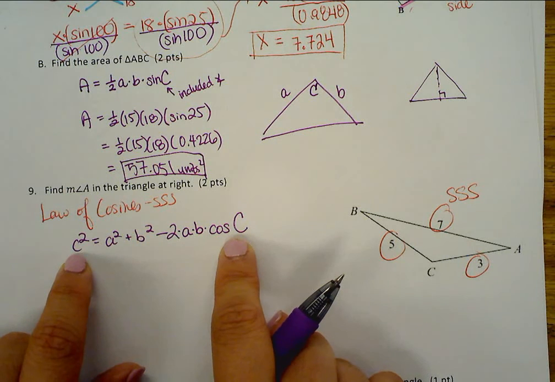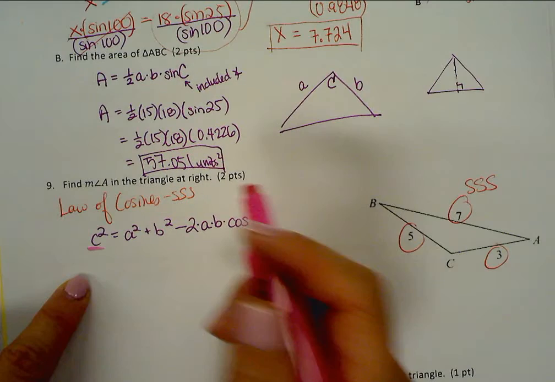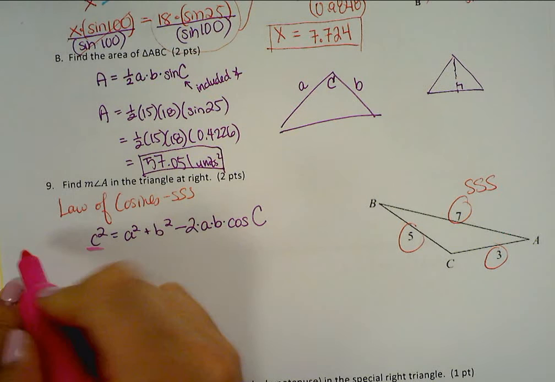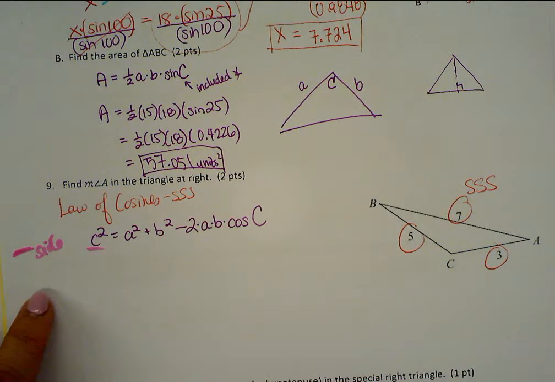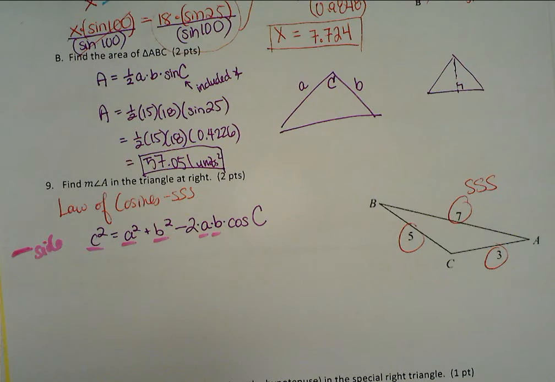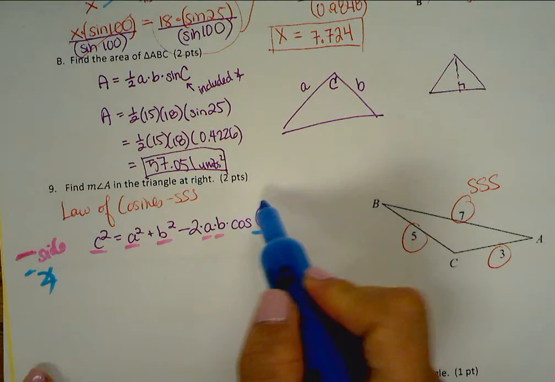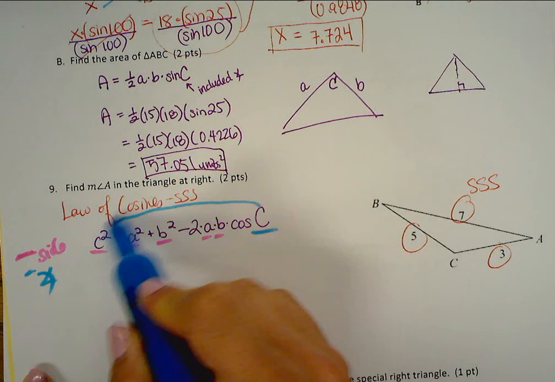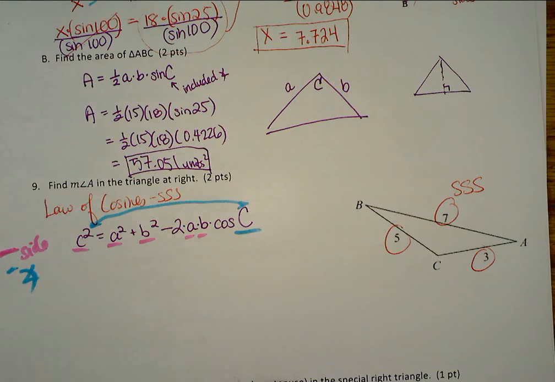Okay, so what does this represent? This C squared? A side or an angle? What about A? Is that a side or an angle? B? Okay? What does that C represent? An angle. Which angle? The one that's across from that one. Okay? So what angle did they ask me to find in the problem? They asked me to find A.